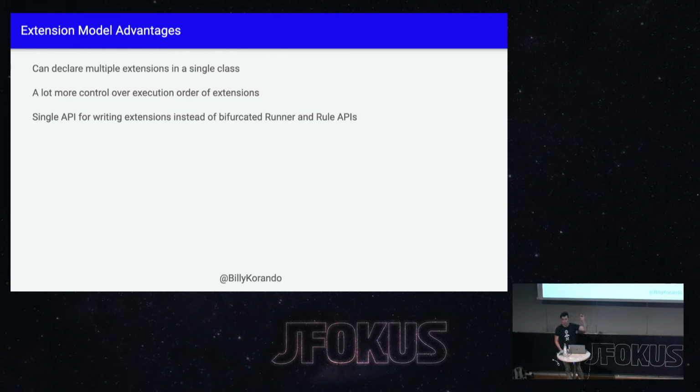You also have control over the execution order of extensions, which I'll get into a little bit towards the end of this presentation. But also importantly, you have a single API now for writing extensions, instead of having the Rule, ClassRule, and RunWith APIs all being a little bit different. So it's just one thing to learn, and then you can maybe more easily share and rework those extensions for other uses.